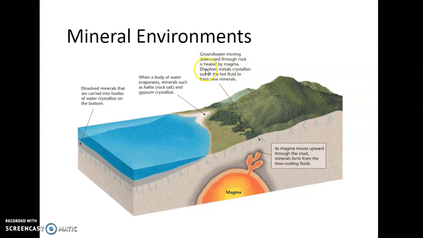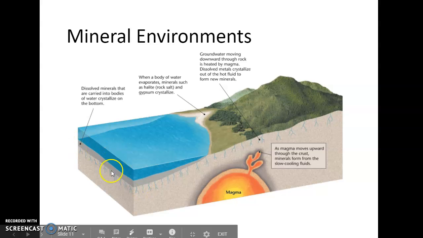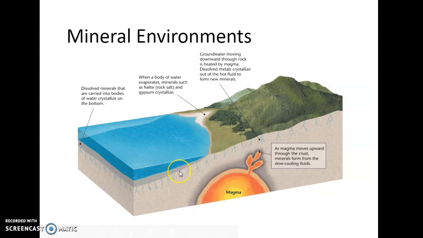Groundwater moving downward through the rock is heated by magma. Dissolved metals crystallize out of the hot fluid to form new minerals. And when a body of water evaporates, minerals such as halite, which is known as rock salt, and gypsum crystallize. Dissolved minerals that are carried into bodies of water crystallize on the bottom. That's what this gray is, those minerals crystallizing on the bottom of the water.